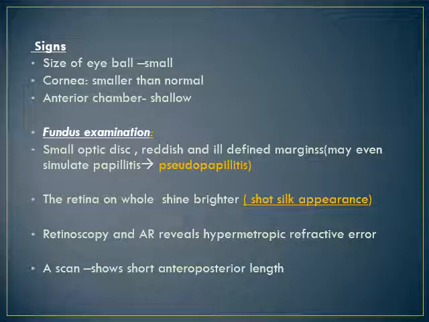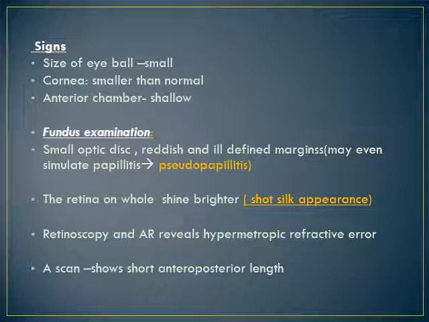Then what are the signs? Signs are the eyeball is smaller and the cornea is smaller than normal, and the anterior chamber is shallow. In fundus examination, you can see a small optic disc which is reddish, and ill-defined margins are seen, which simulate papillitis. It is known as pseudopapillitis. Papillitis means edema of the optic disc. So here edema is not there, but due to the smaller disc and ill-defined margins, it appears as having papillitis.